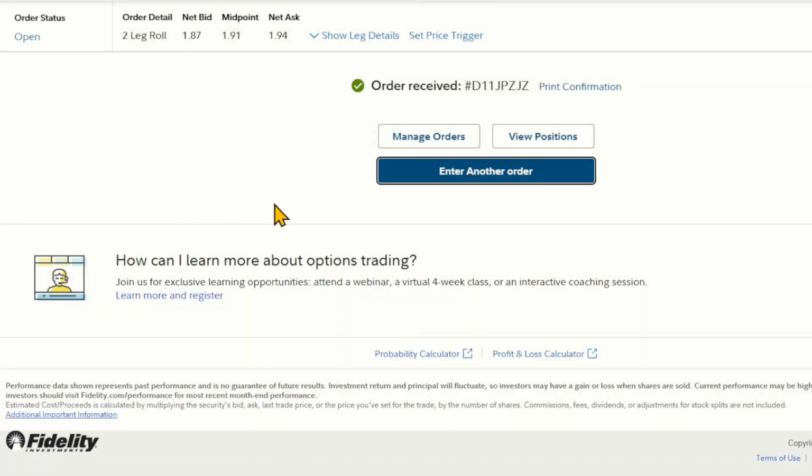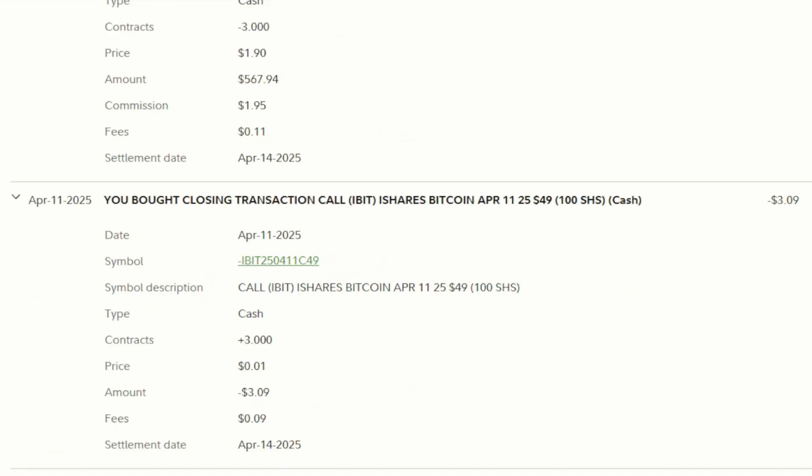All right, so then we can take a look and see how we did with that particular order. And now I can verify my trades looking at my transaction history here at Fidelity. So first you're going to see that I bought the closing transaction for my existing three short calls, right? So I bought three to offset this and close it out for today's date at a $49 strike price. And that cost me $3.09. I had to pay that much to close out those existing contracts.